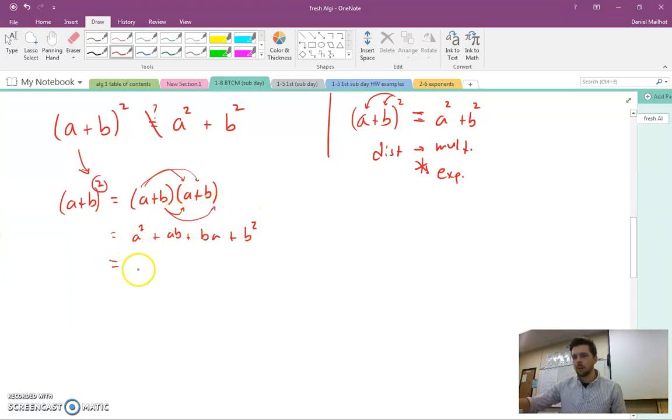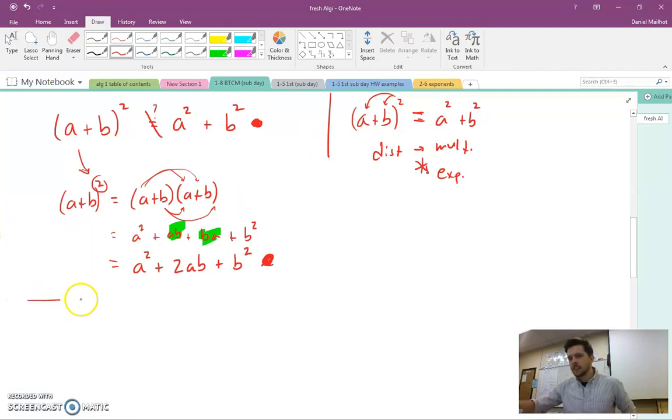And if we simplify, you got a squared plus 2ab. Remember, like we just said, those are the same thing. You can move them around, switch spots, and add them together. Plus b squared, right? This part here is not the same as this up here. So they're not equivalent. All right?